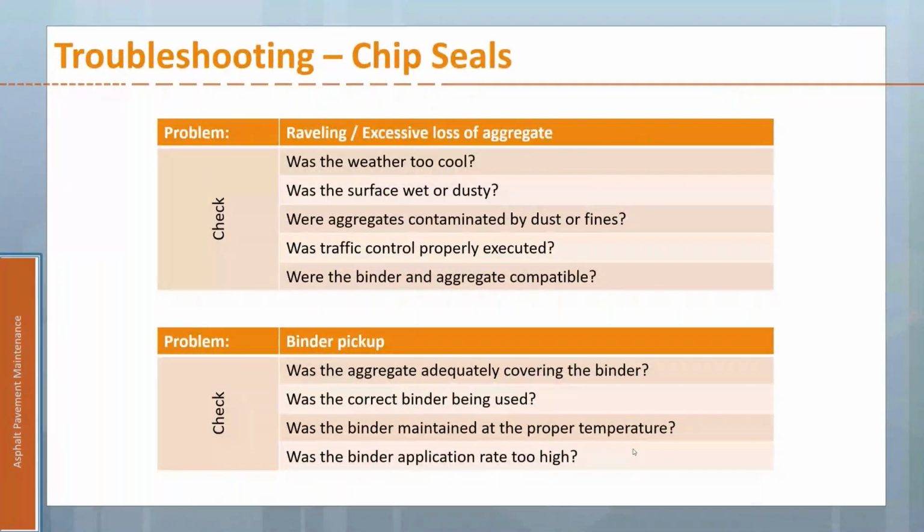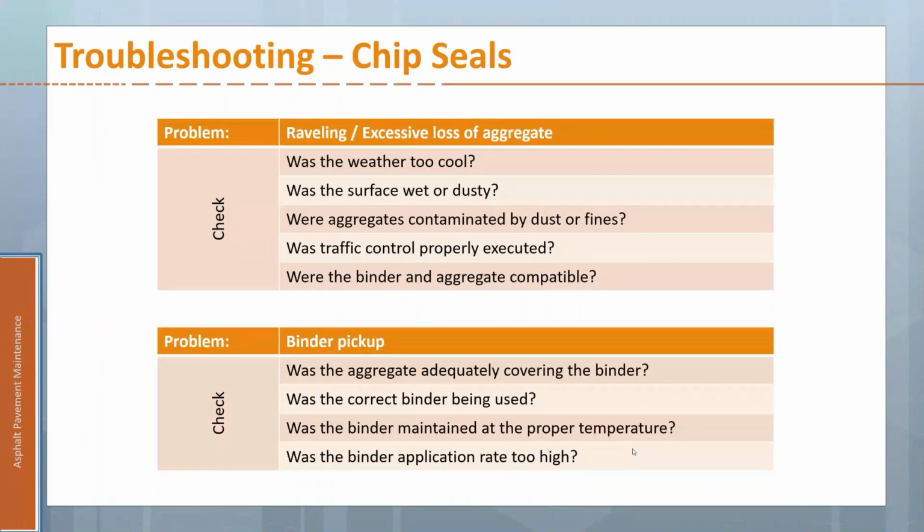Now, in terms of troubleshooting, what are the things that can go wrong? Well, we can have excessive loss of aggregate. Sometimes if the weather's too cool, it doesn't stick. If your surface is too wet or if it's too dusty, things don't stick. Did you have contamination of dust or fines? And sometimes traffic control issues, we get folks on it too quickly, they're going to pull those aggregates out of the surface. And then maybe we just had an issue with binder and aggregate not being compatible. Hopefully we know that in advance.